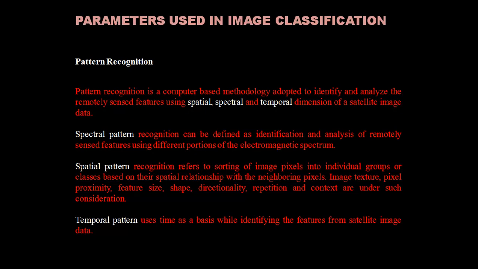The spectral pattern recognition is the identification of the features from a satellite image using the image band spectra. The spatial pattern recognition is about the image pixels within individual groups. It considers pixel texture, proximity, shape, size, arrangements, etc. And lastly, the temporal pattern recognition is related to time as the basis of feature identification from the satellite image.